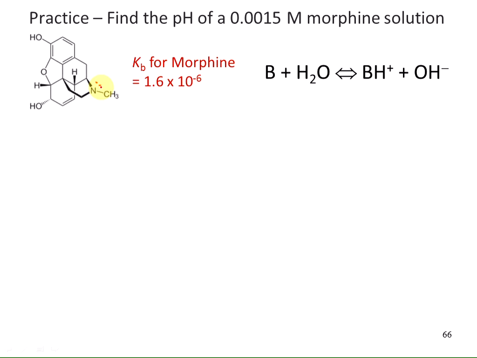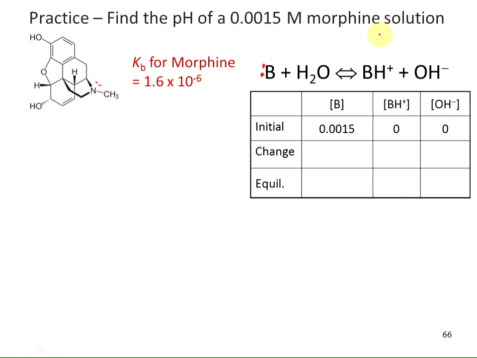Rather than writing out the entire formula for morphine, since it is so long, I'm just going to say B, which represents the base. I'm just going to put some lone pairs on it just so you can easily see that it has a nitrogen with a lone pair to accept the protons. And that base will take a proton from the water, and the base becomes protonated, forming the BH+, and that's how you get the hydroxide ions in solution.